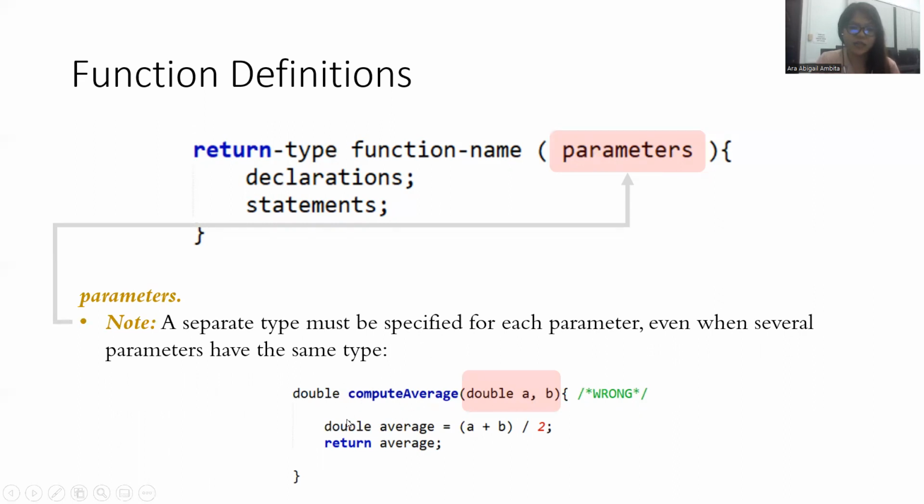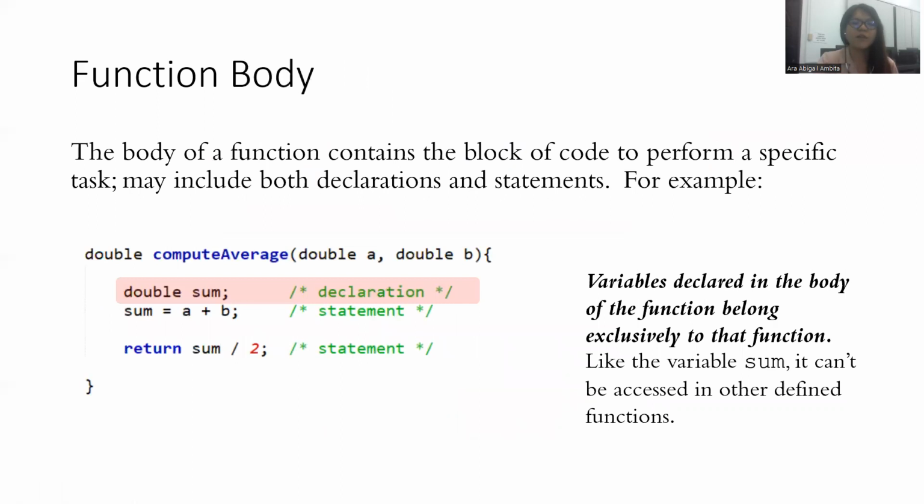In this example, compute average computes the average of two double values. Even if A and B have the same type, we have to explicitly indicate that A is double and B is also double. So this example, double A comma B, is wrong because we only specify the type of A but not B. A function definition also has the function body.